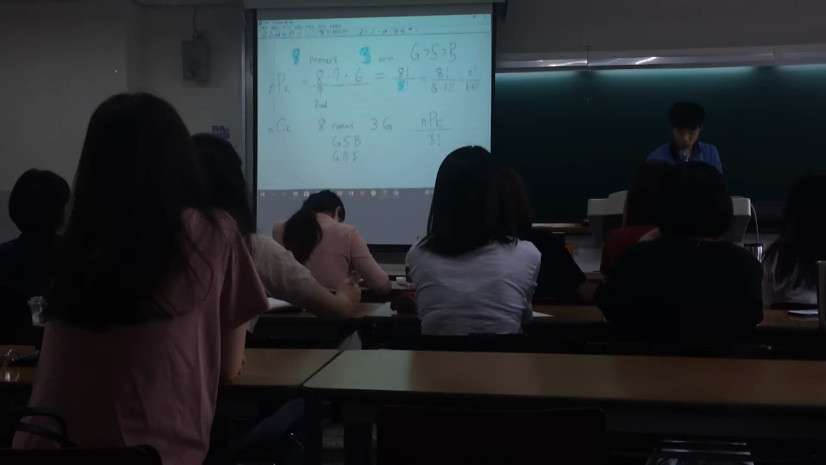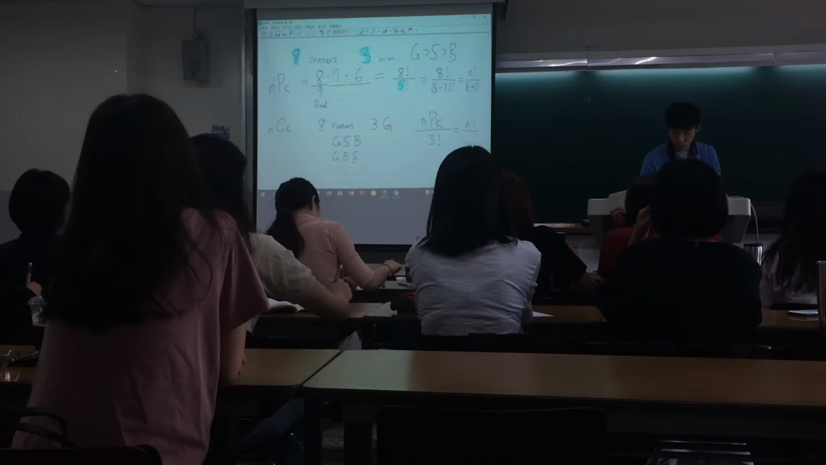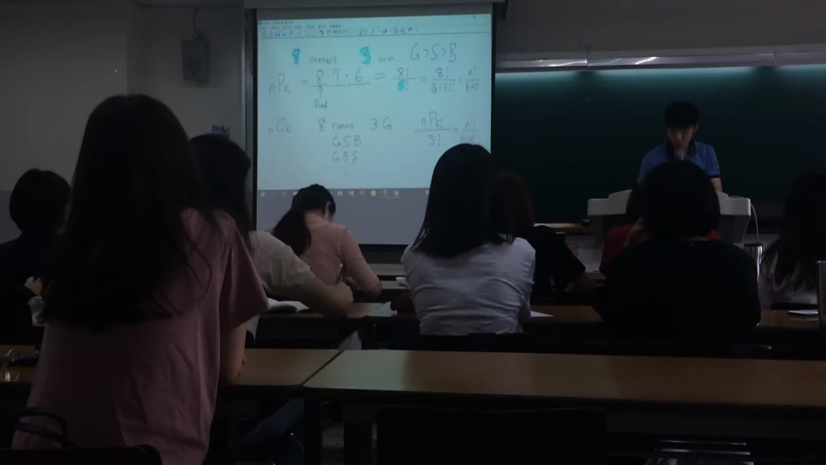Here, notice that 3 is the k factorial, and so it'll be n factorial divided by n minus k factorial. This is the nPk part, divided by another k factorial.